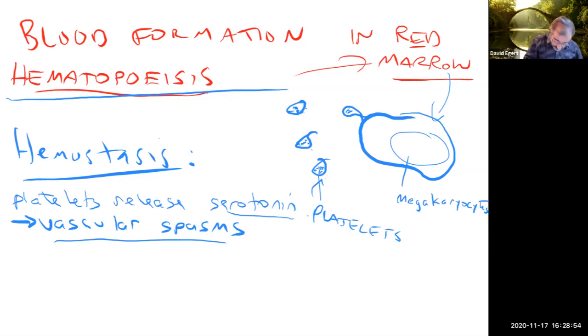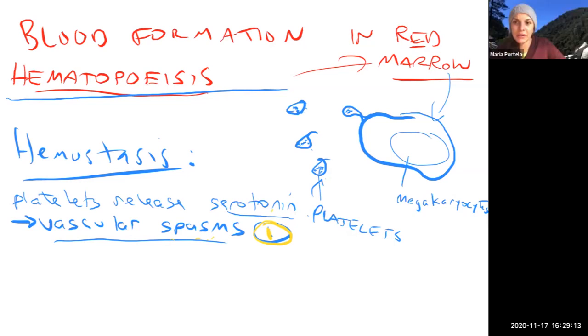Why is this going to be a useful thing? Number one, this is one of the first things that happens when the platelets are exposed to collagen, releasing the serotonin, which causes vascular spasms. Why is that a good thing if all of a sudden you've got a rip in your blood vessel? To reduce blood flow? Totally, exactly. It reduces blood flow to the region. There's a hole in the wall, so let's reduce the flow into the region so we don't have as much leaking out there.